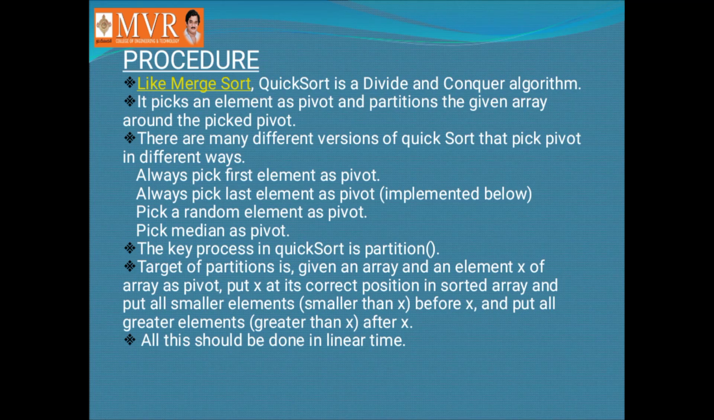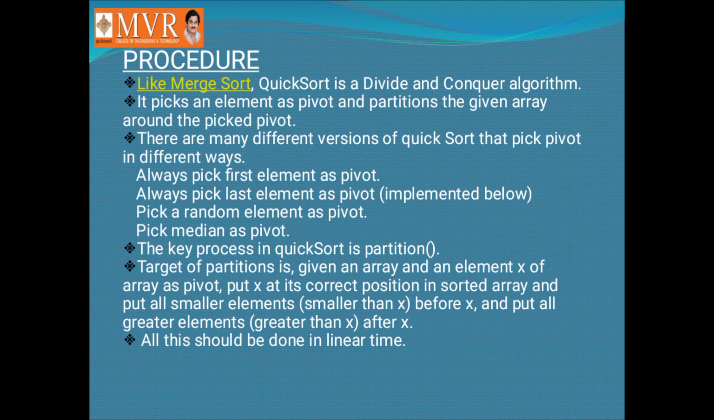Procedure. Like merge sort, quicksort is a divide and conquer algorithm. I have mentioned earlier that this quicksort and merge sort are based on divide and conquer technique. It picks an element as pivot and partitions the given array around the picked pivot. As I have mentioned the term pivot element, this partitioning or dividing the list of unsorted elements is done based on the pivot element. There are many different versions of quicksort that pick pivot in different ways.